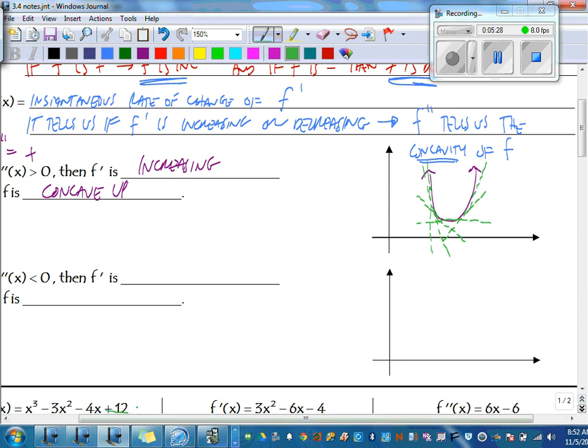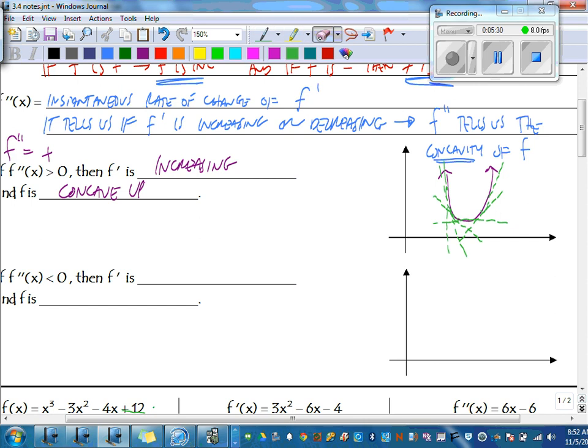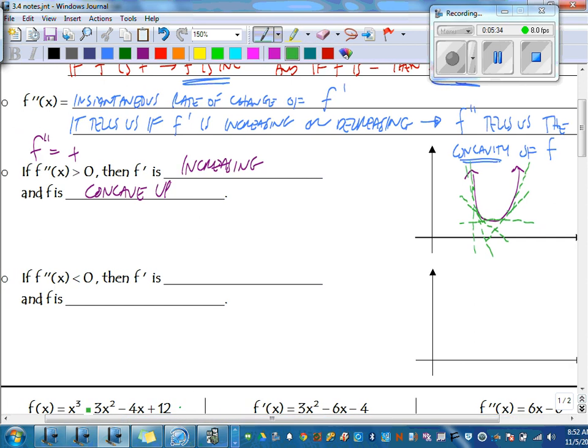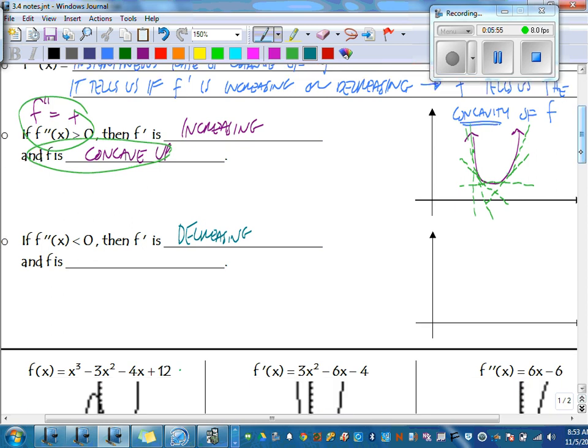The big thing to take away from this, and that we'll be talking about for the rest of the chapter, is if the second derivative is positive, f is concave up. So if the second derivative is positive, f is concave up. Then, if the second derivative is negative, the first derivative is decreasing, and the original function is concave down.